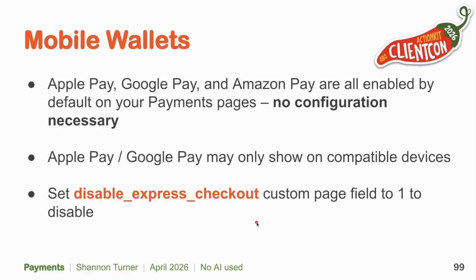For example, if you are on an Android phone, you won't see Apple Pay. And if you want to disable Express Checkout to not show Apple Pay, Google Pay, Amazon Pay, you can set the Disable Express Checkout custom page field, set that equal to 1.